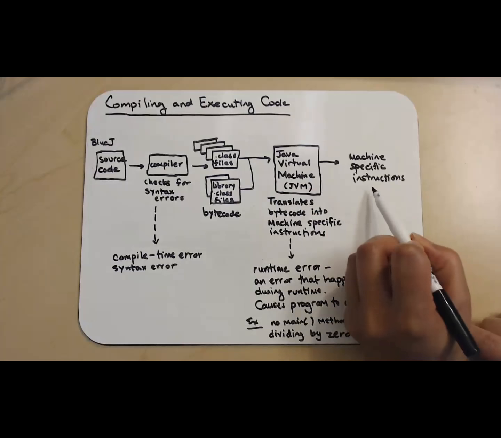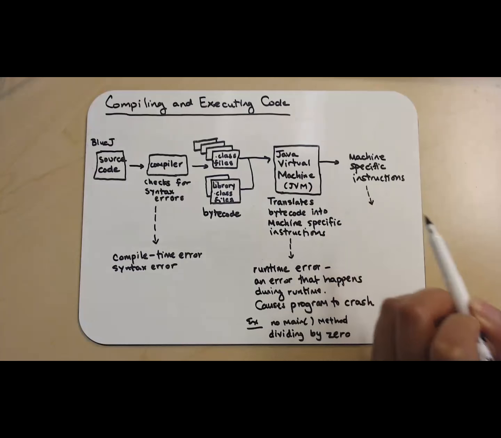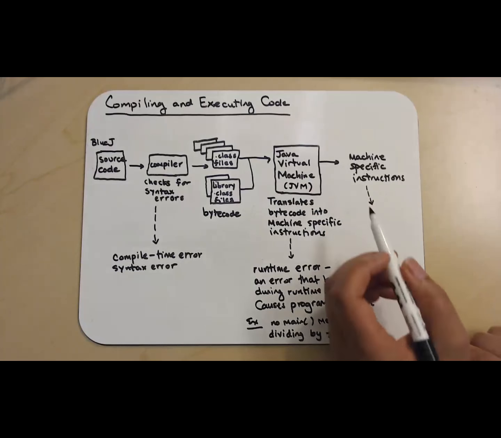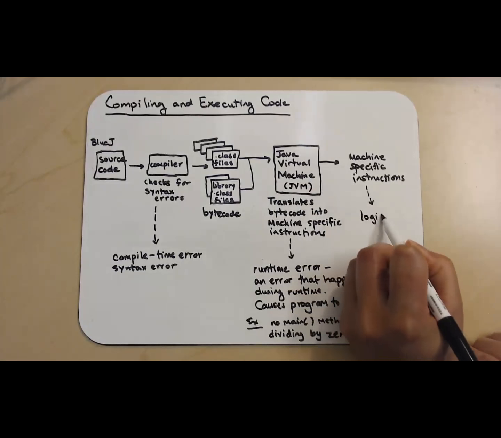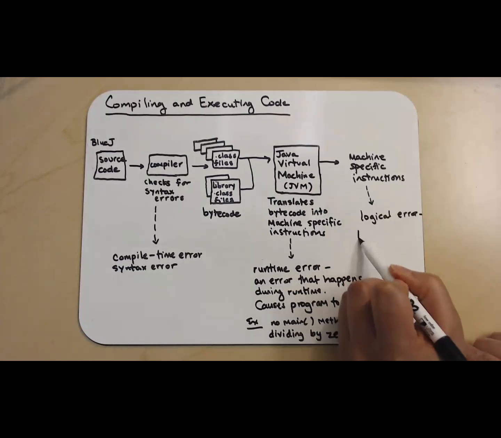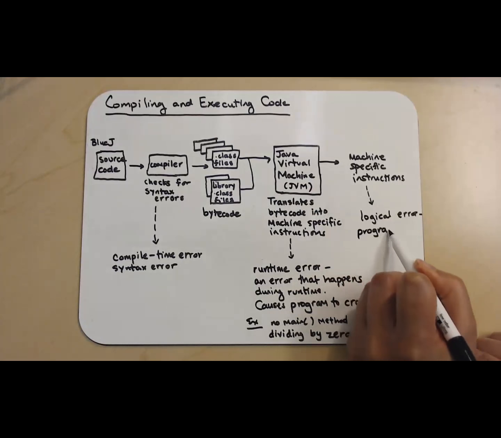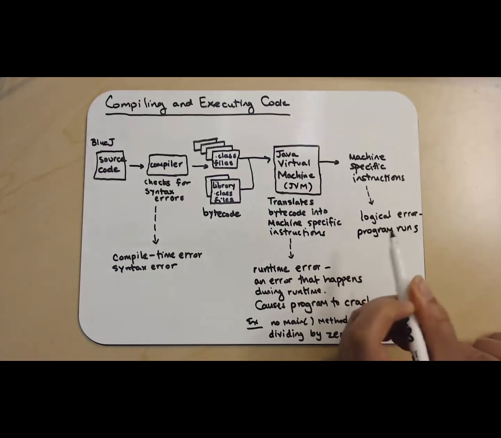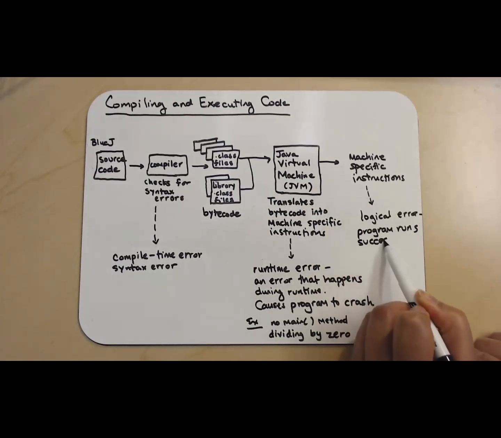Last but not least, you make it through the JVM and you run your program, it doesn't crash, and you look at the output and the output is wrong. That is known as a logical error. Your program runs successfully, but it produces incorrect results.